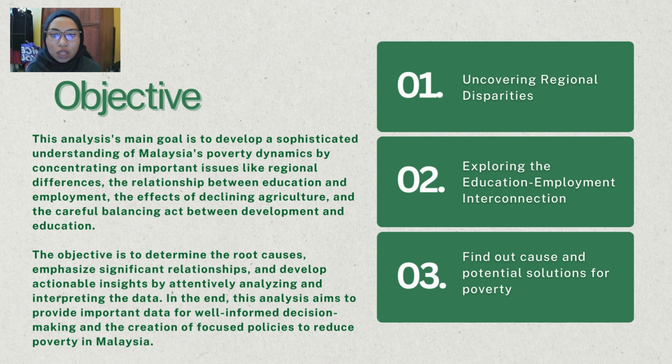This analysis' main goal is to develop a sophisticated understanding of Malaysia's poverty dynamics by concentrating on important issues like regional differences, the relationship between education and employment, the effect of declining agriculture, and the careful balancing act between development and education. So there are three objectives of this analysis: first, uncovering regional disparities; second, exploring the education and employment interconnection; and third, finding out the causes and potential solutions for poverty.